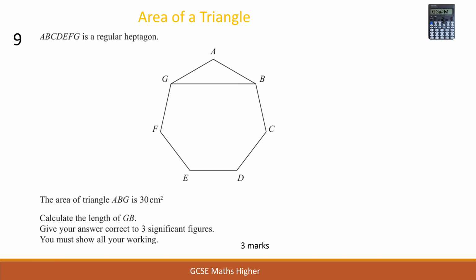Fantastic work. So hopefully you've managed to have a go at working out this question. So the keywords, you're told you've got a heptagon, which is basically this shape here, and it's regular, which means all the sides are exactly the same. The area of the triangle ABG, A to B to G, is 30, and you've got to calculate the length of G to B. Now the length of G to B is this distance here, and you've got to work out your answer to 3 significant figures, which means 3 whole numbers, and you've got to show your working out.